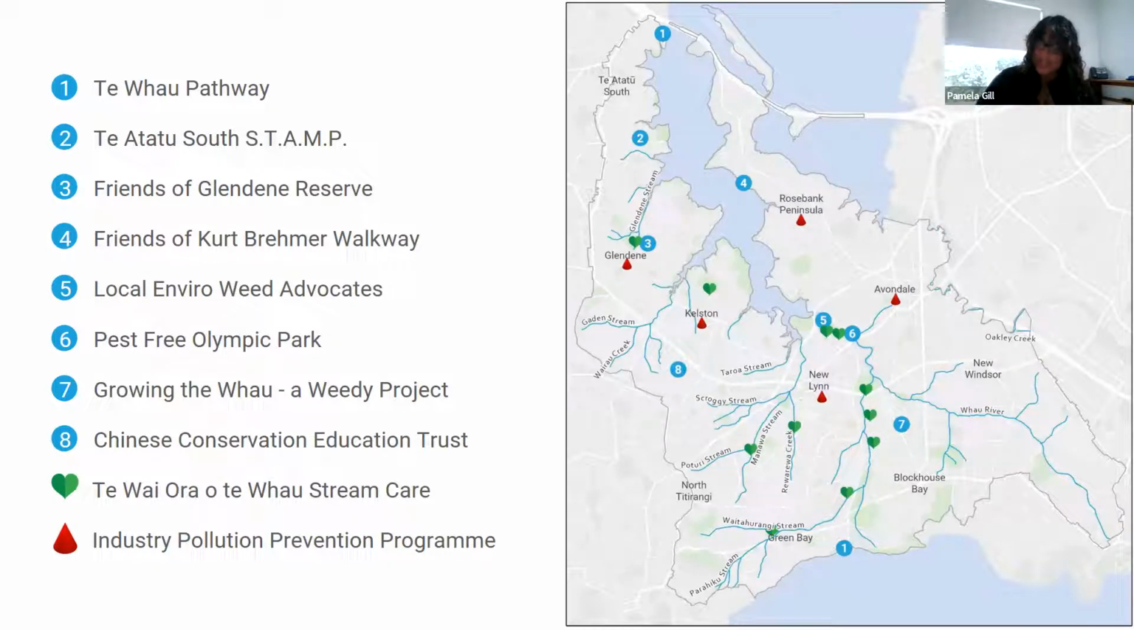Some groups are place-based while others work throughout the entire area. The Industry Pollution Prevention Program aims to give businesses the tools and understanding to prevent pollution in the Whau, particularly for our waterways.